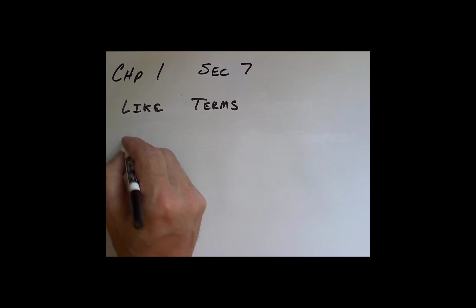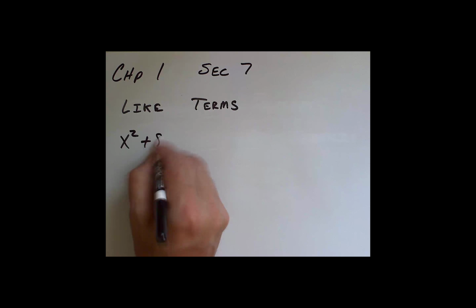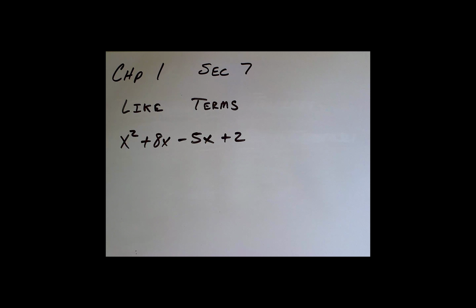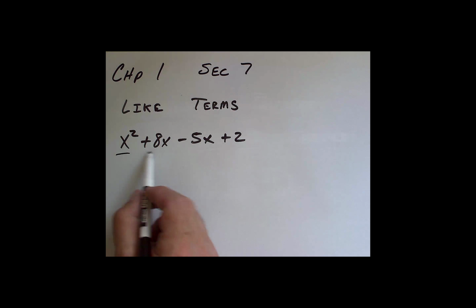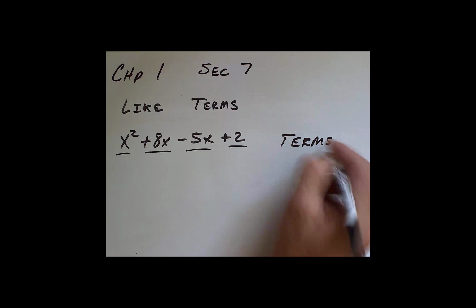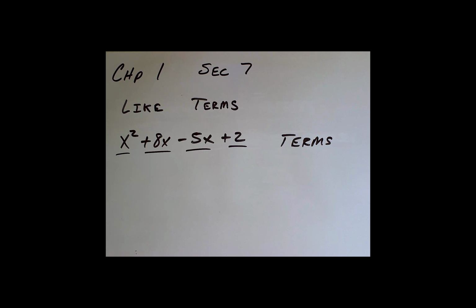Let me write out an equation: x squared plus 8x minus 5x plus 2. First, I want to note, each one of these that are in between the addition and subtraction are each called terms. Hence, like terms. A like term is going to be a term that has the same base and same exponent. Let's review what a base and exponent are. If I had 2 to the third, my 2 would be my base, and my 3 would be my exponent.